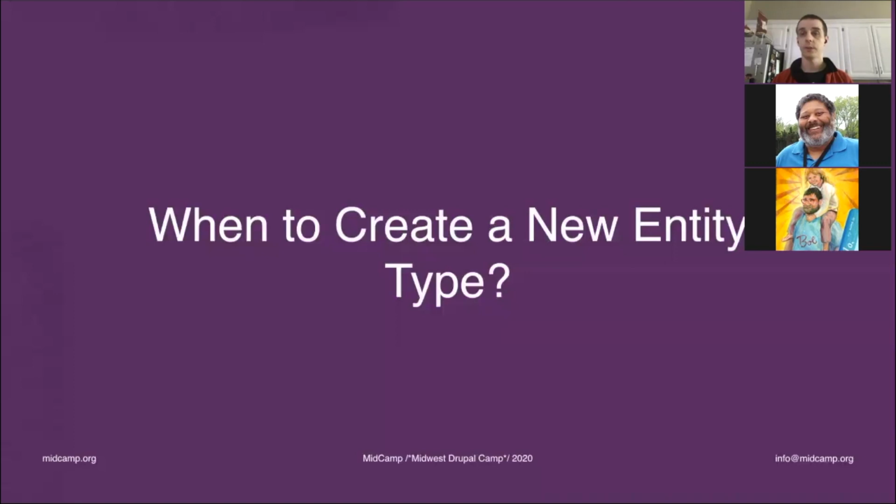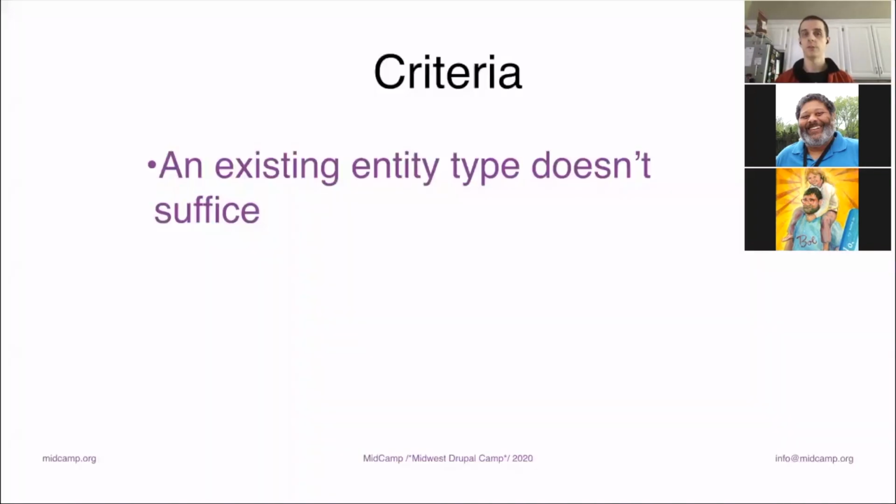So there's another topic here that I haven't covered at all, and it's when to create a new entity type. I'm just going to give a few criteria here. If we're talking about data modeling, we have to acknowledge that you aren't stuck with the existing entities that Drupal ships. You can create your own. So a few things worth noting. You should only consider this if an existing entity type doesn't suffice.